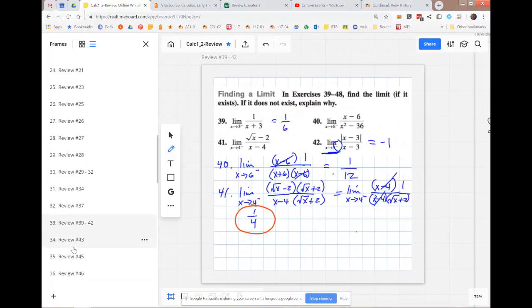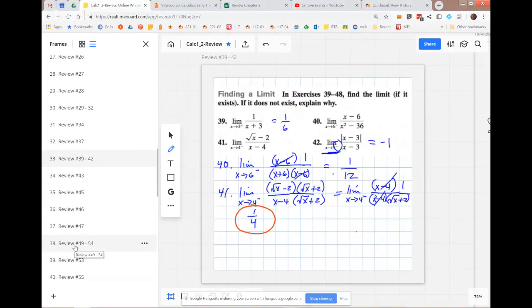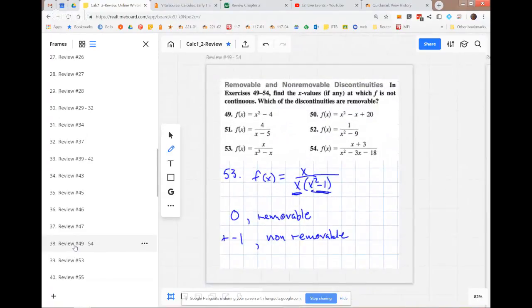We're just about at the end of time here. I'll just take a peek at another section of the review. Removable, non-removable discontinuities. Find the x values at which... why don't we just take 53? x over x cubed minus x. What kind of discontinuities might it have? Well, especially when you factor the denominator, which I have done here, you can take an x out of there: x times the quantity x squared minus 1.